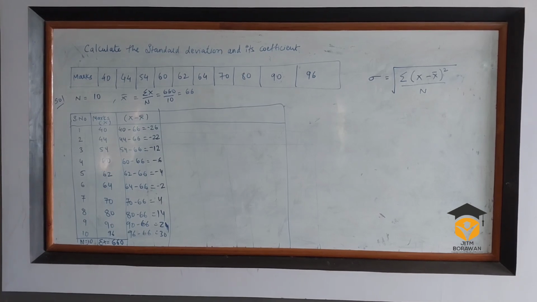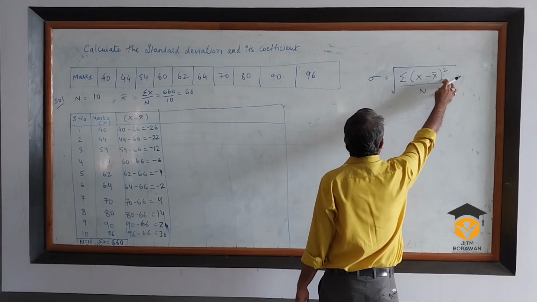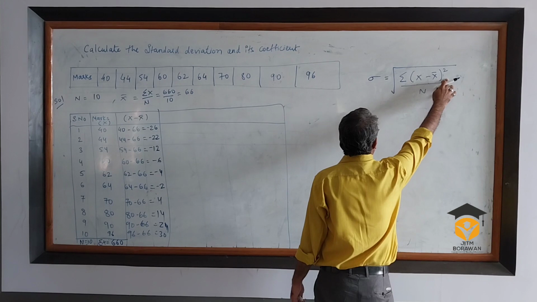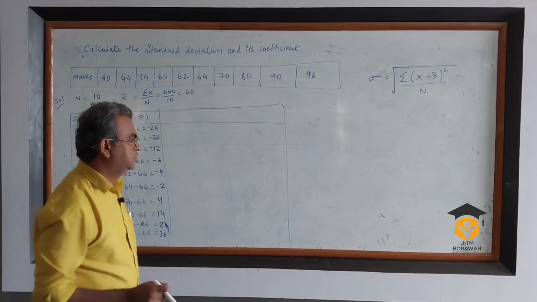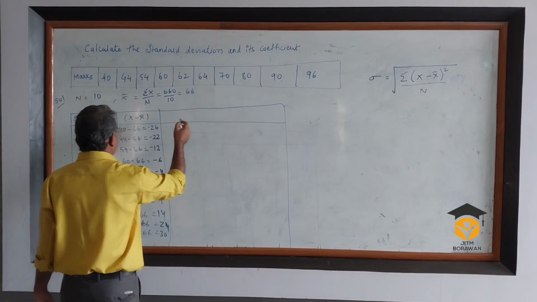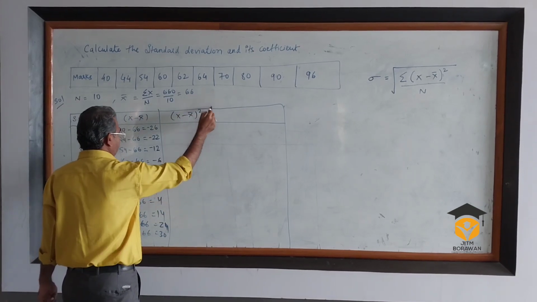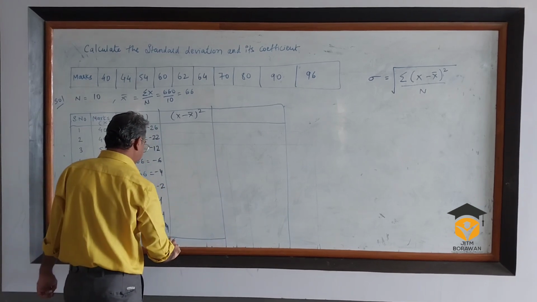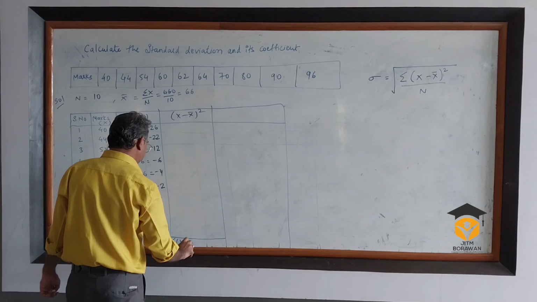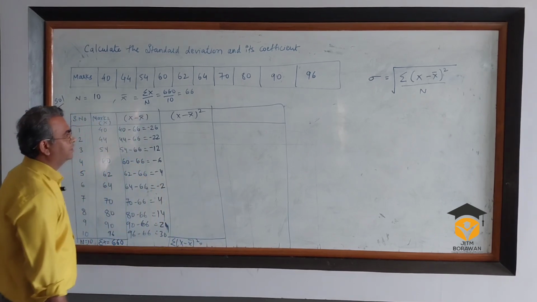So what I basically want is (x minus x bar) whole square, and then if I add all the values here, I will get summation (x minus x bar) whole square. So I will make another column which is (x minus x bar) whole square. And if I add all these values here, I will have summation (x minus x bar) whole square. This value I will get.